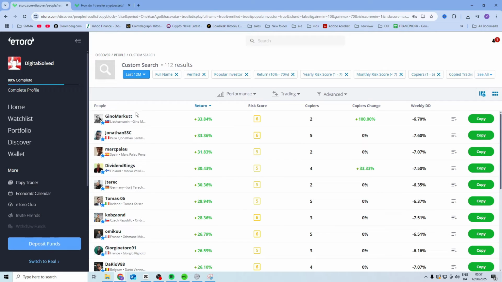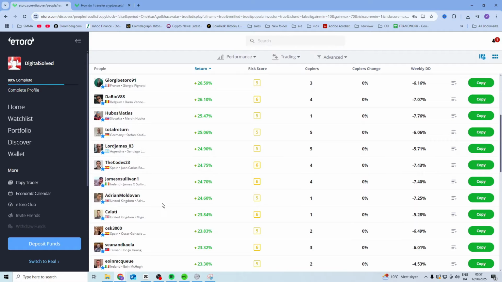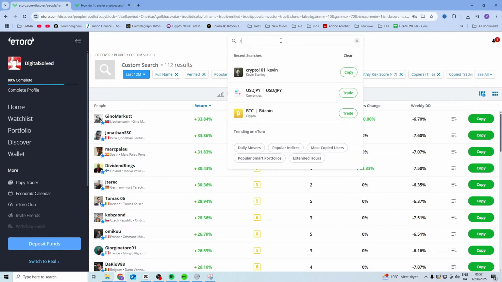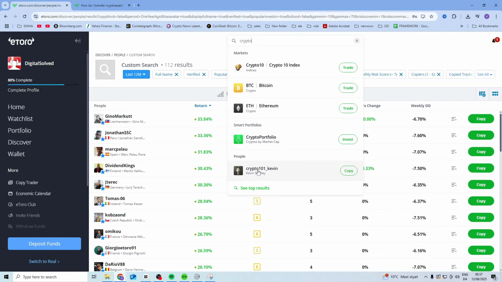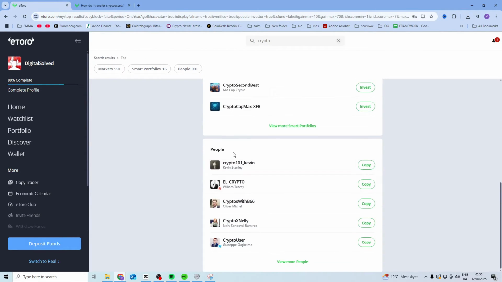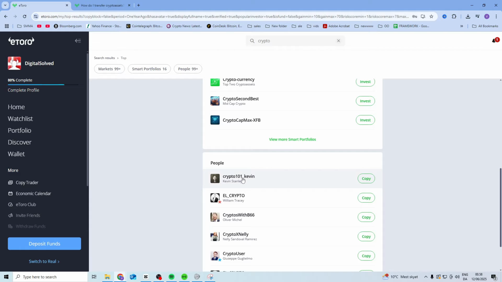Then what you want to do is look through these and see if you can find anyone trading crypto. So go in here and look if they're trading crypto. And if you're having trouble finding people who trade crypto, what you should do is come up here and search for crypto, click see top results, scroll down until you find people, and then you want to look through these. Now these are people with crypto in their name, so most likely they're crypto traders.